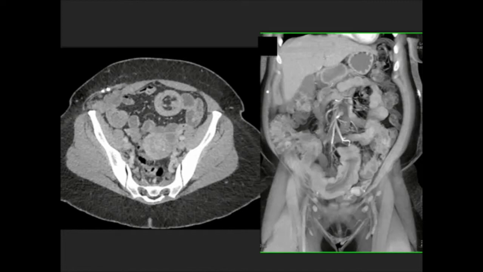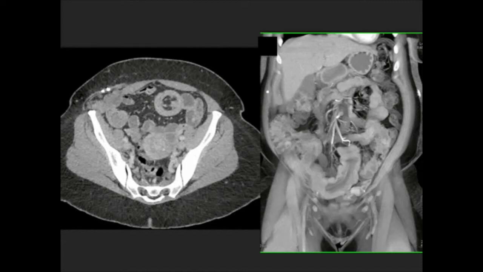Now, intussusceptions can be due to malignant tumors or benign tumors. You can see them without tumors like in sprue or Crohn's disease. But in this case, you can see there's a mass within the intussuscepted portion. This patient also has additional masses in the small bowel. Look at the left lower quadrant. There's a mass in the patient's bowel as well.